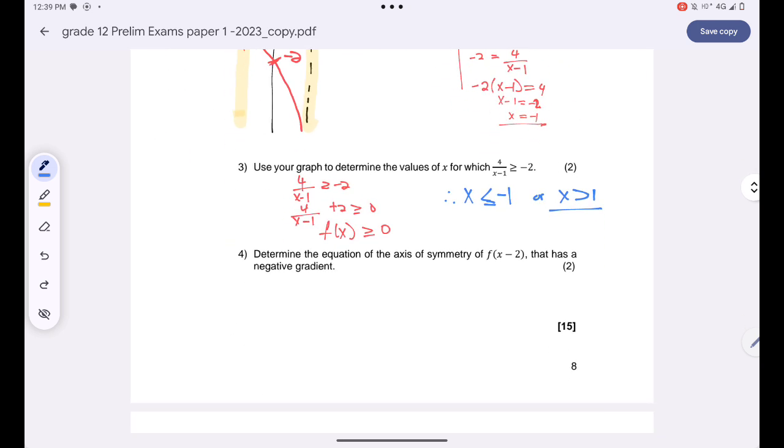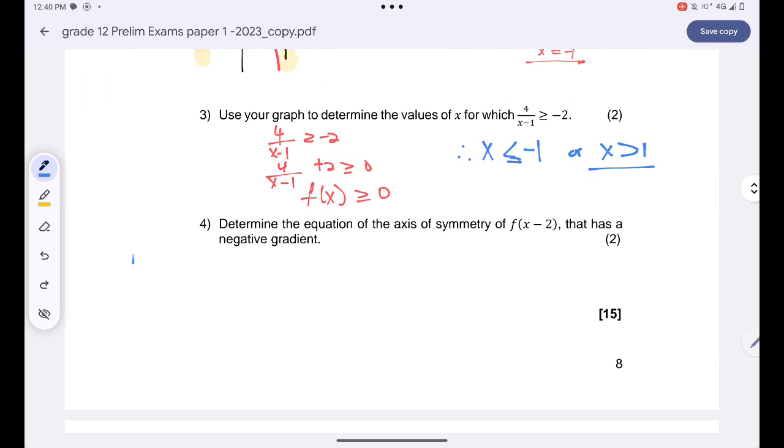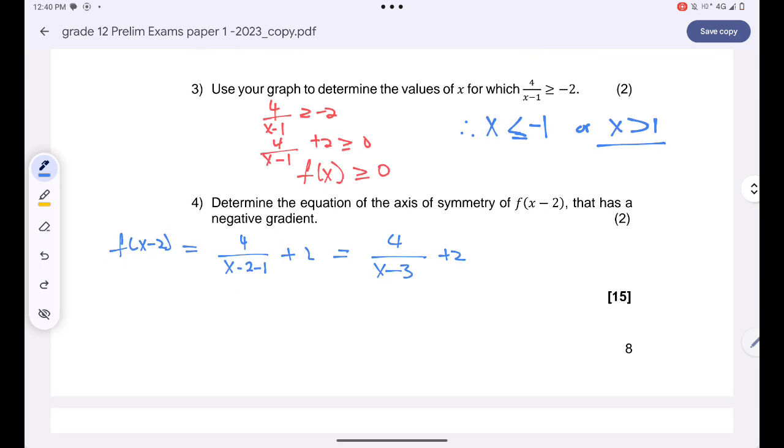Now I'm supposed to determine the equation of the axis of symmetry of f of x minus 2 that has a negative gradient. Okay, f of x minus 2 will simply be equal to 4 all over x minus 2 minus 1 plus 2, and this is just equal to 4 over x minus 3 plus 2. Okay, so the coordinates whereby the axis of symmetry touches our graph, or rather divides our graph into 2 halves, the point is just 3 and 2.